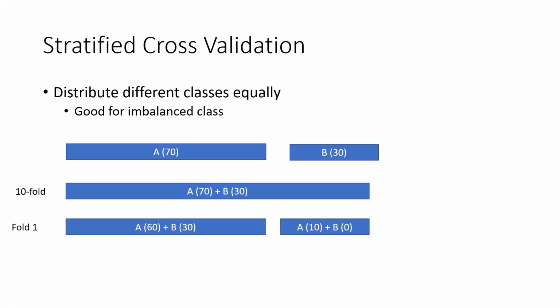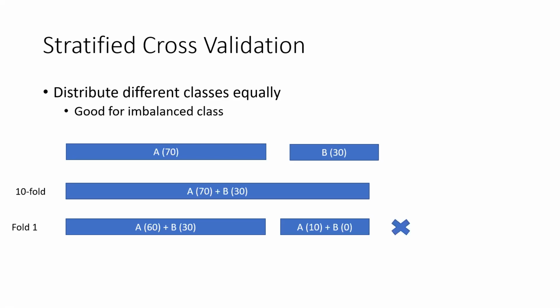Why? Because you would not know how your classifier works on this class B, right? And you will not be able to calculate some of the metrics that you want to calculate. So for example, if B is your class of interest, you would not know what the true positive rate is. So this is a bad choice.